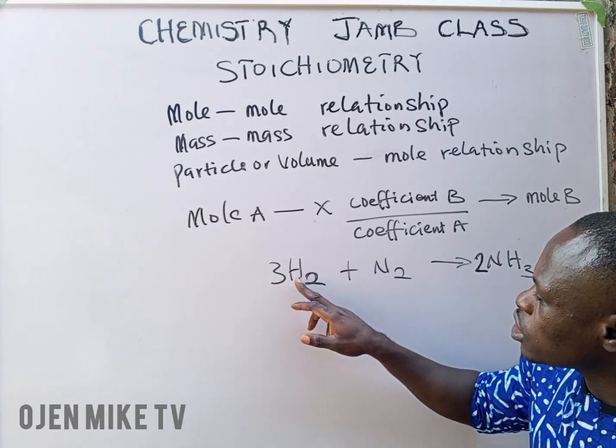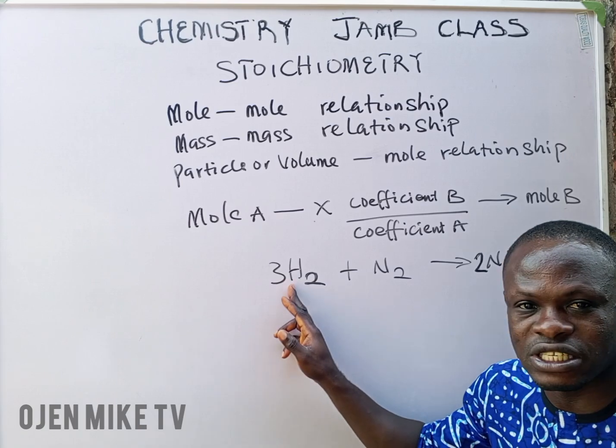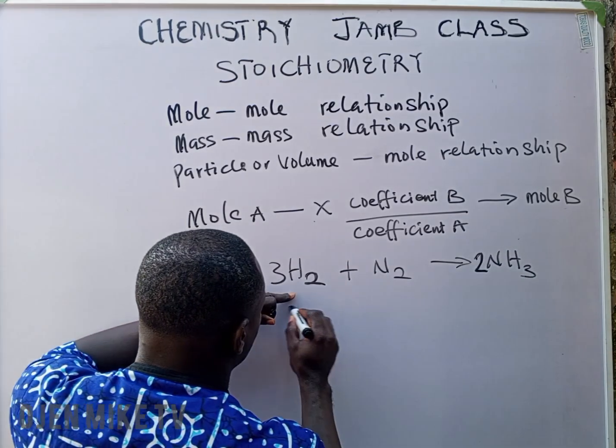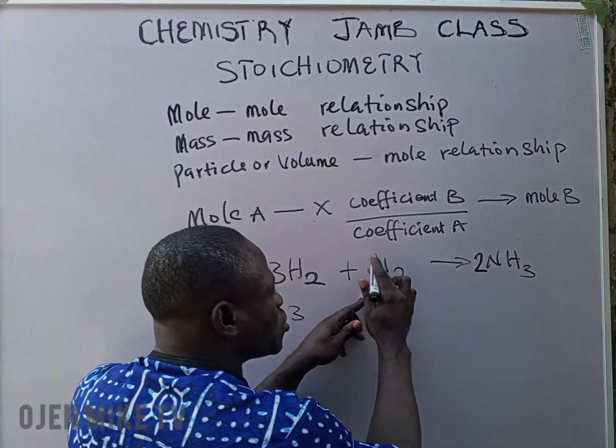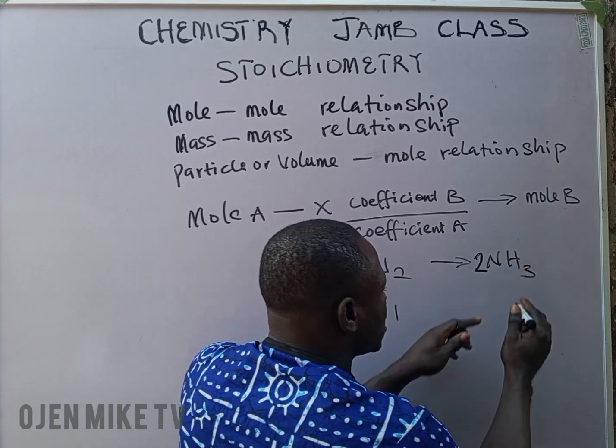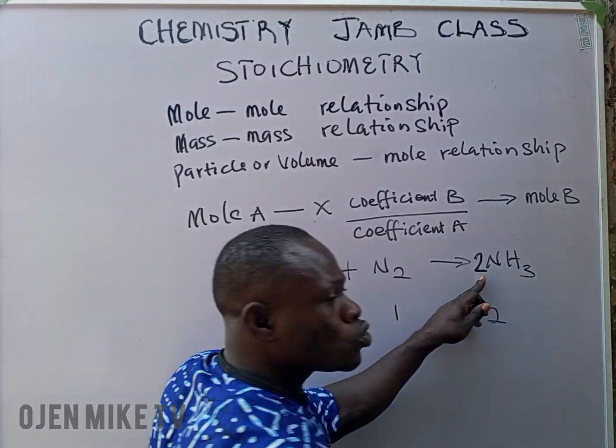This is the mole ratio of hydrogen here. Is this the 3 that you are seeing here? So hydrogen here is 3. Nitrogen here, there is nothing, so it's 1. And ammonia here is 2, because 2 is in front.